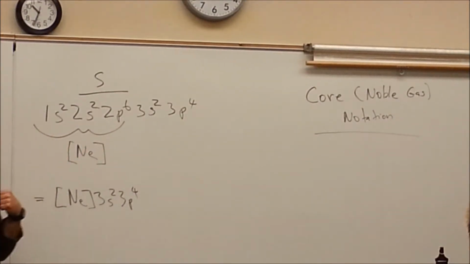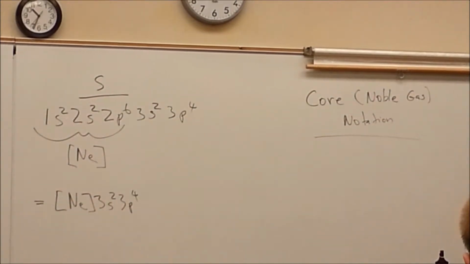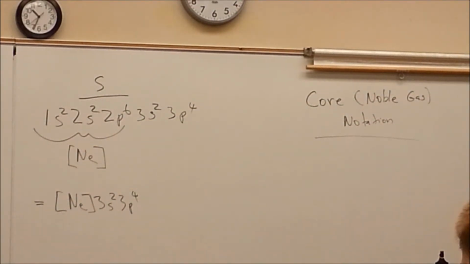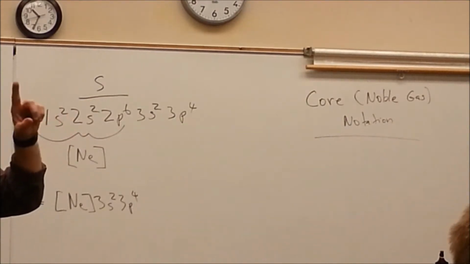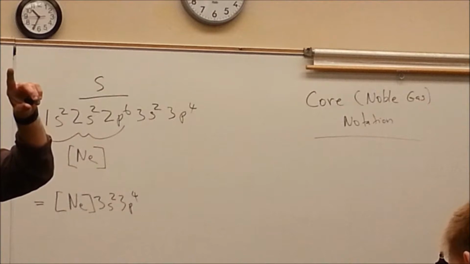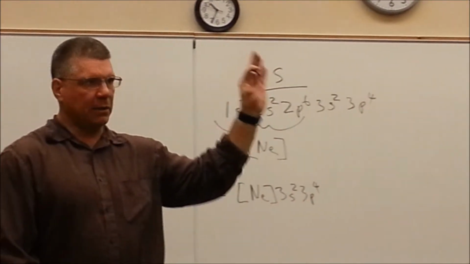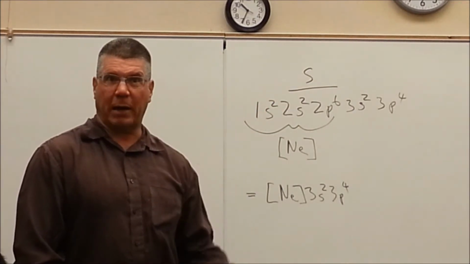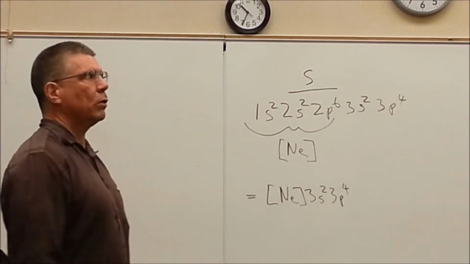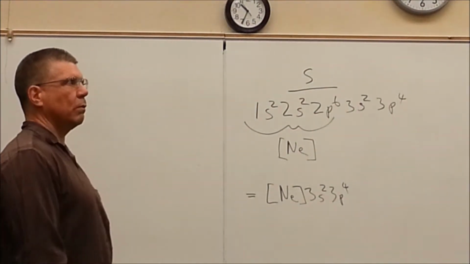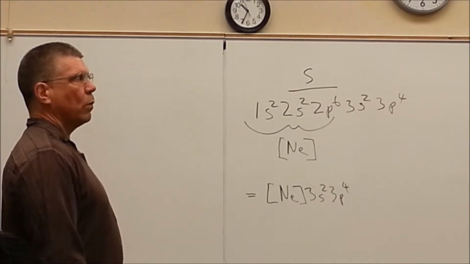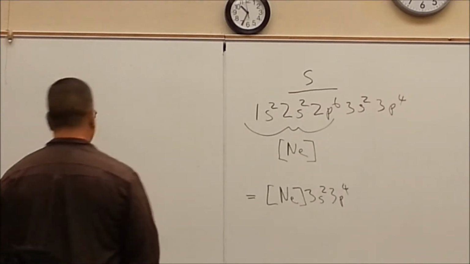This is core notation for the neutral sulfur. The way you write core notation is find the previous noble gas. Always go to the last noble gas, write its symbol in square brackets, and just fill in the electrons that come after that. For example, let's do core notation for calcium.